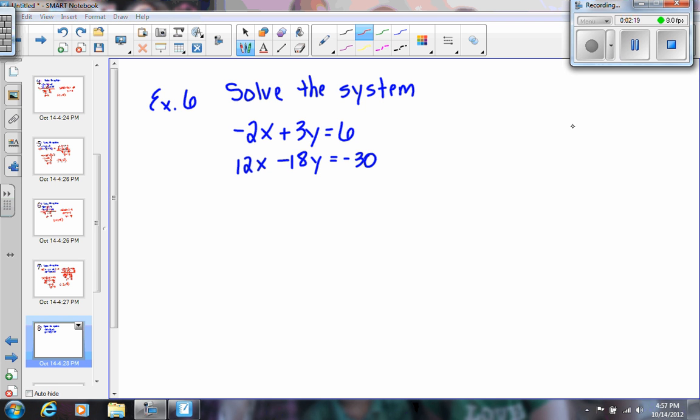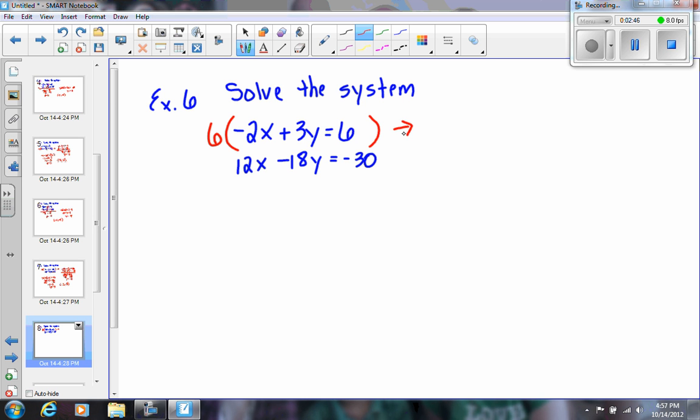All right, here's another one. So I'm going to take a look at both of these, and I'm going to decide, what do I think might be easier to eliminate, the x's or the y's? In this case, I see I have a -2x, and here I have a 12x. So I can see that if I multiply this top equation by 6, I get a -12x, so that it will cancel with the +12x.